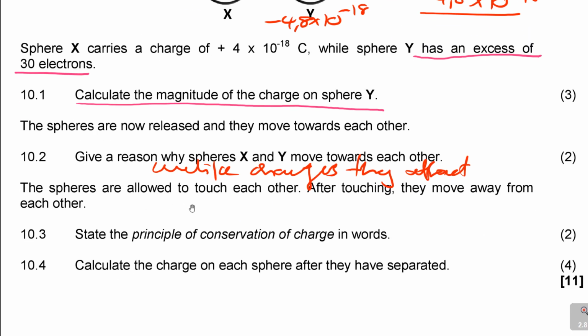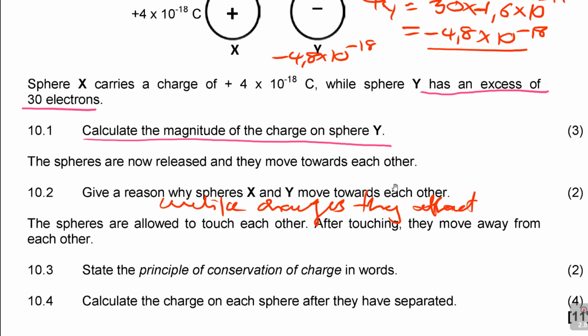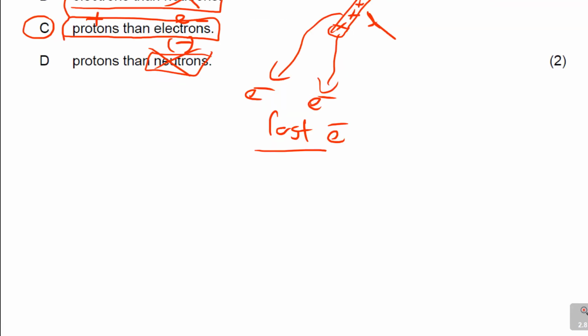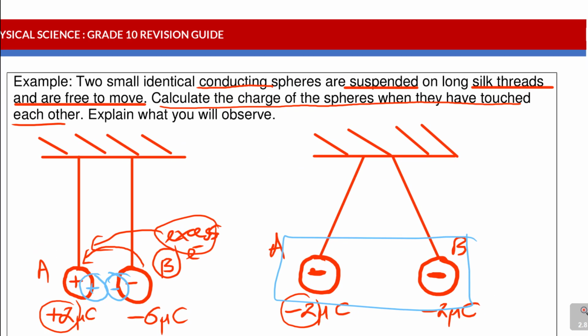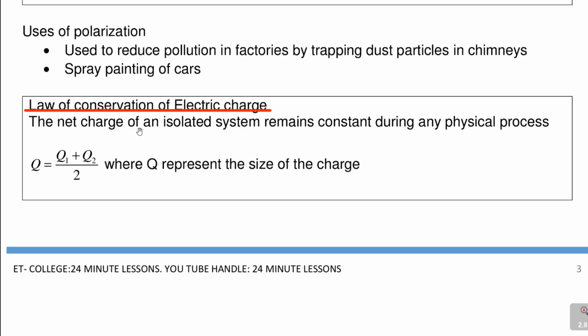The spheres are now allowed to touch each other. After touching, they move away from each other. That's what will happen when they touch each other. Remember the formula, Q is Q1 plus Q2 over 2. Now they say state the principle of conservation of charge in words. That principle, we said you definitely need to know and understand. The net charge of an isolated system remains unchanged during any physical process. So the net charge of an isolated system remains constant during a physical process.